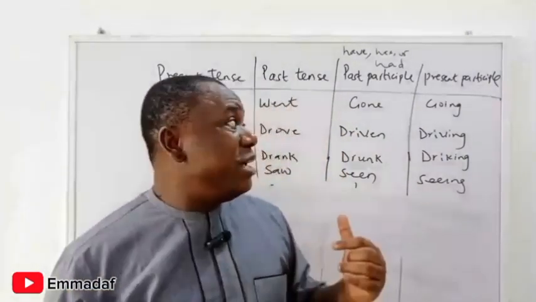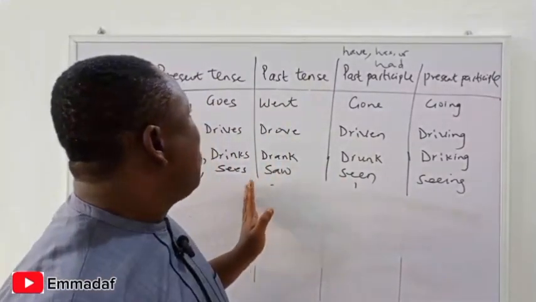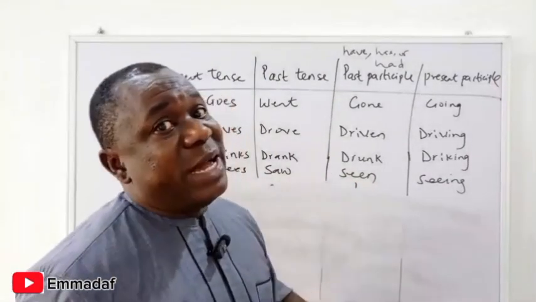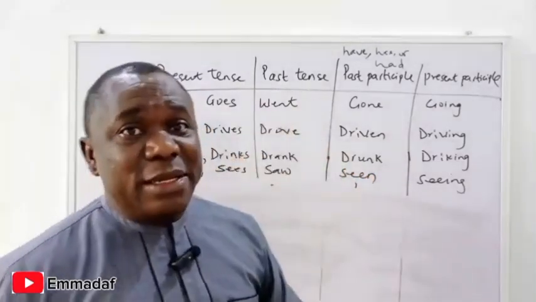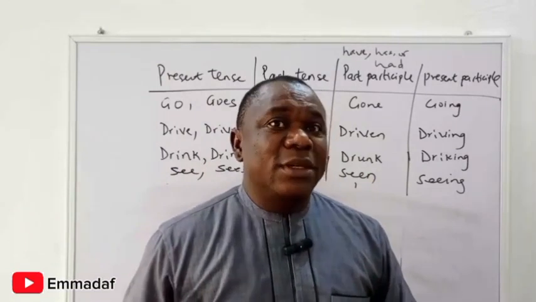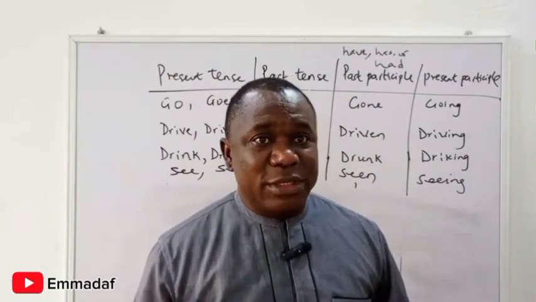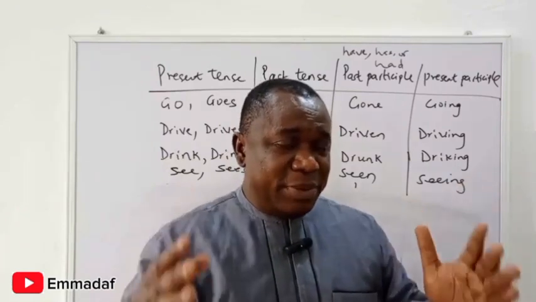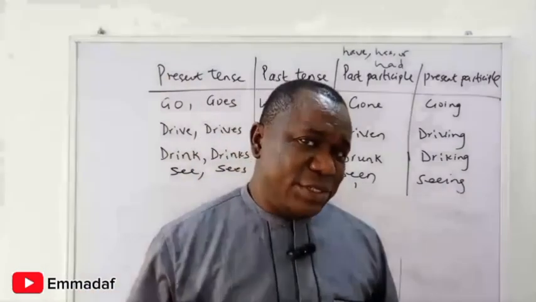It is in the same way that you need to get familiar with the present tense, the past tense, and the past participle forms of as many strong verbs as you can. Now, before this video comes to an end, I'm going to give you about 60 to 70 irregular verbs in the present tense, the past tense, and the past participle.